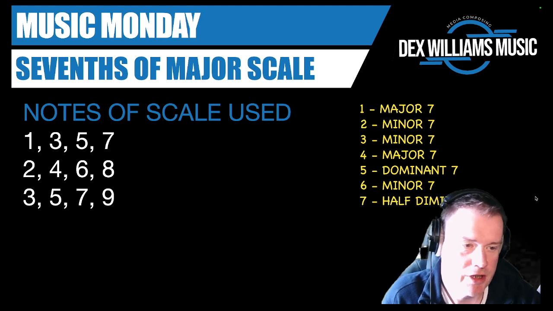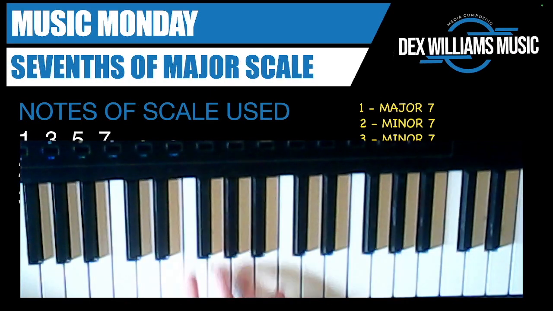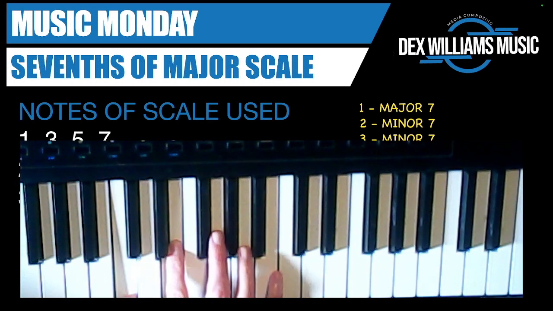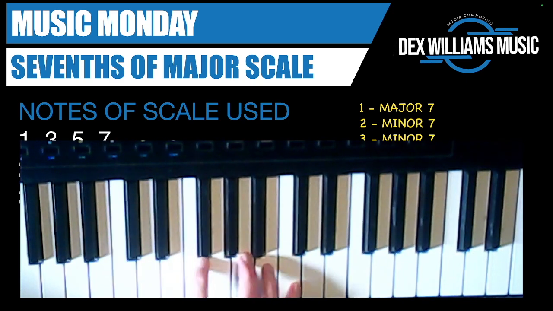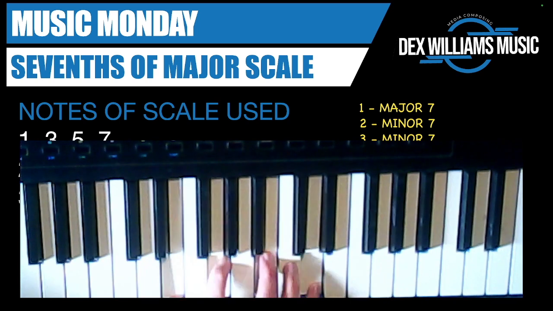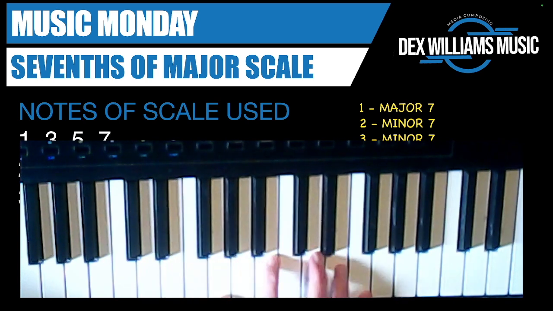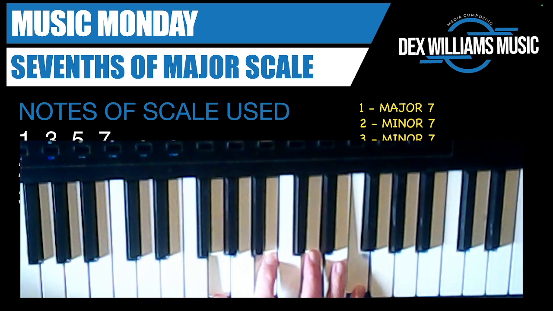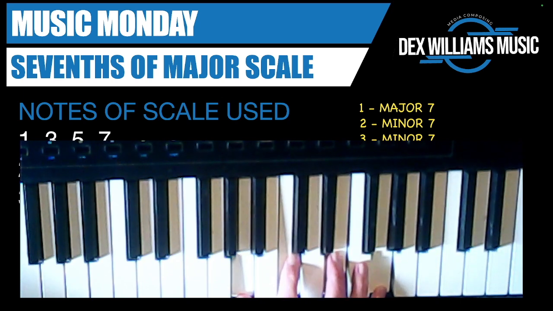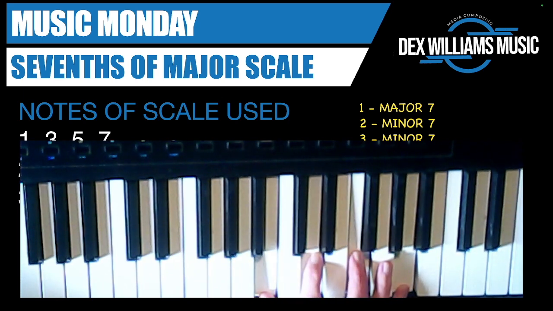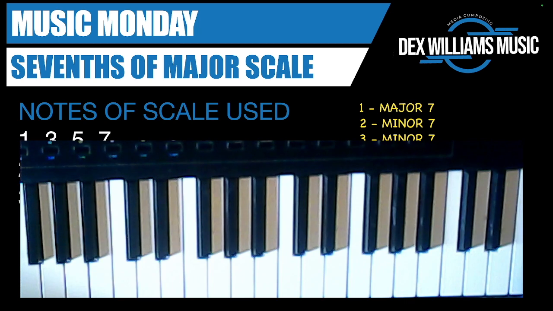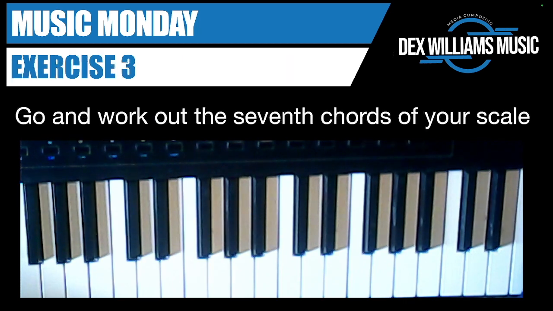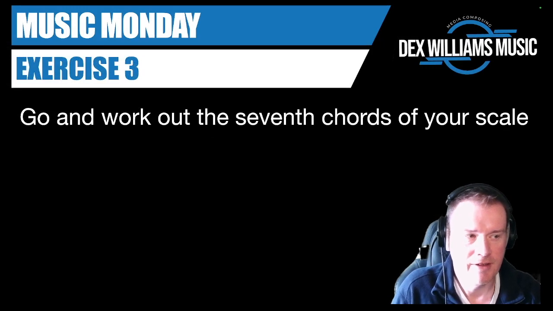So if I show you those, 1, 3, 5, 7, that's a major seventh, minor 7, minor 7, major 7, dominant seventh, minor 7, half diminished. There's another chance for you to go and work out the seventh chords of whatever your scale was.